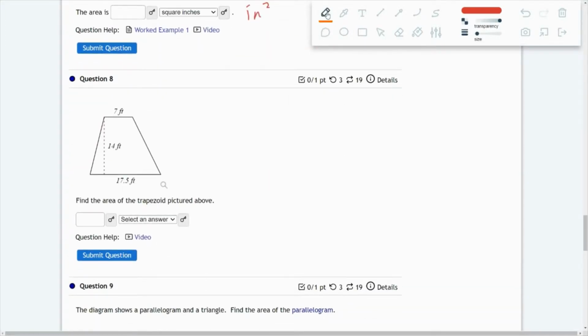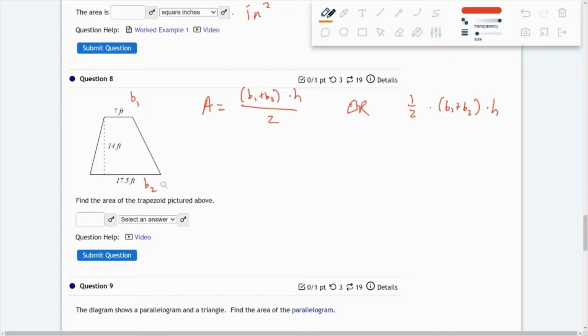Trapezoid area, very important. Remember that it is base 1 plus base 2 times the height divided by 2, or another way of writing it is 1/2 times base 1 plus base 2 times the height. So when we talk about base 1 and base 2, that's the top and the bottom flat sides. So generally base 1 is the top, base 2 is the bottom. It doesn't matter how you write it, because it will add to the same number.